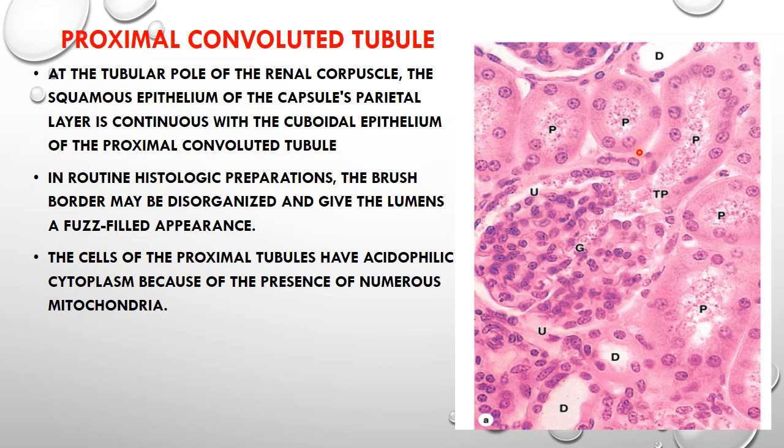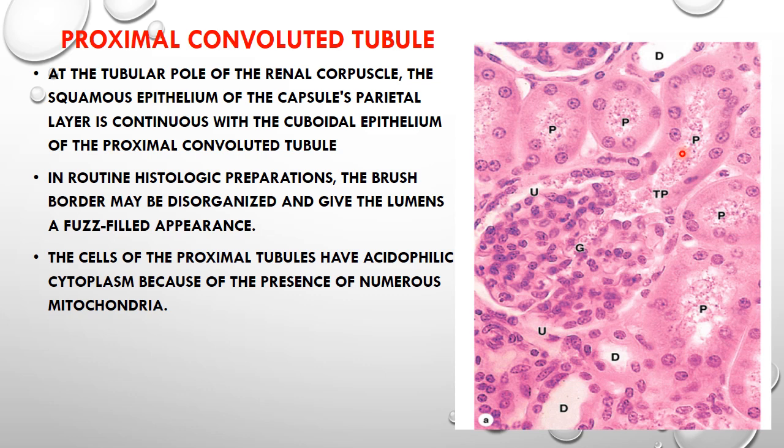In this photomicrograph, you can identify a renal corpuscle. And now you can see at the tubular pole, the parietal layer of the Bowman's capsule, which is the simple squamous epithelium. It continues with the cuboidal epithelium of the proximal tubule. Now in this cuboidal epithelium, you can see that the cells are eosinophilic, and the nuclei are rounded and central in position. The proximal tubule has a brush border, which appears in the light microscopic appearance or the routine H&E stains as a fuzzy border.